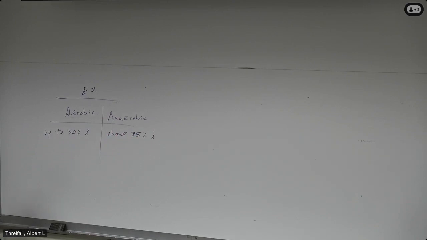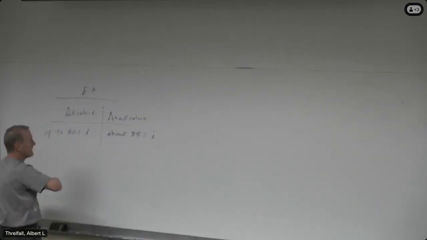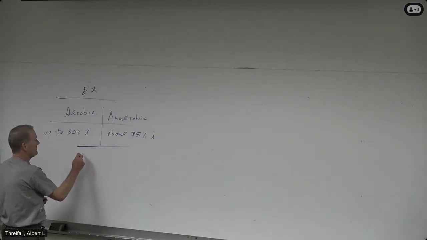Look at that chart closely. What's sort of missing? We got up to 80 and we got over 85. What about 80 to 85? What did I already tell you about 80 to 85? It's in your notes. Huh? It's what range? It's your lactate threshold range. So it's not in that chart, this chart.